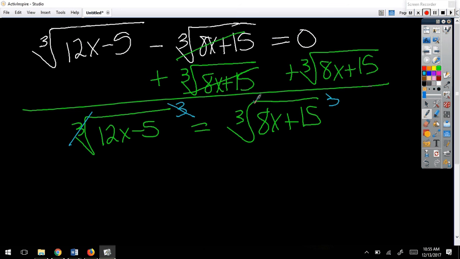Now I have no radicals, which is quite convenient for me, because now I can simplify like terms. So I've got variables on both sides. Tell me what I need to do. Well, this isn't a quadratic. This is just a linear equation. This is easier than the other one. It is. I told you it was easy.